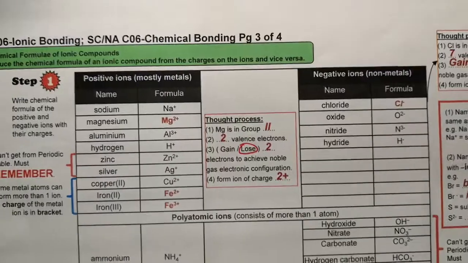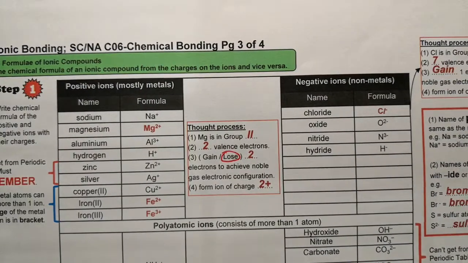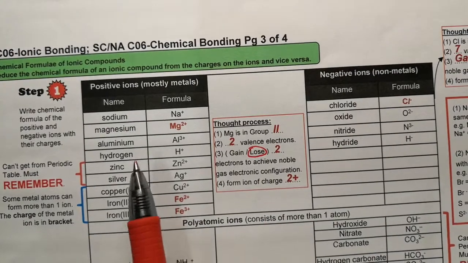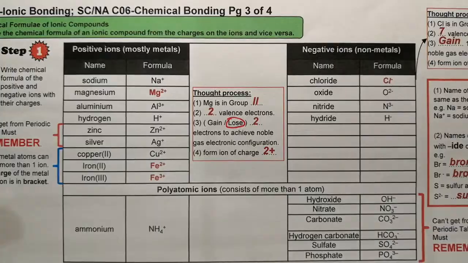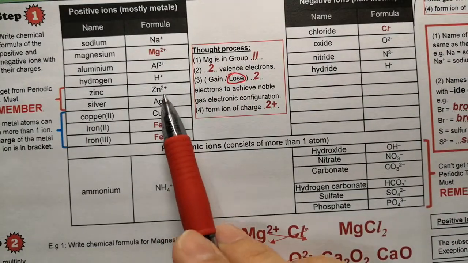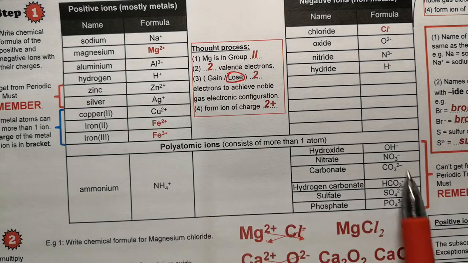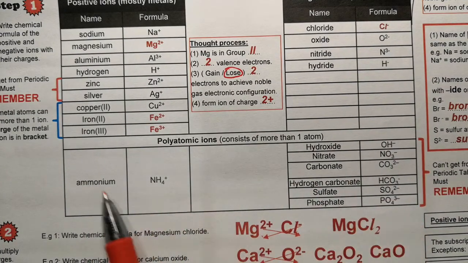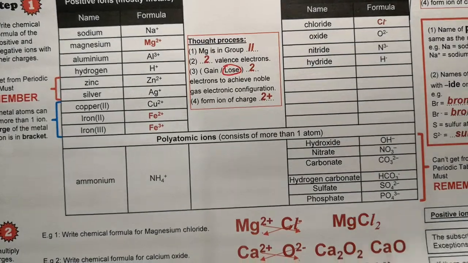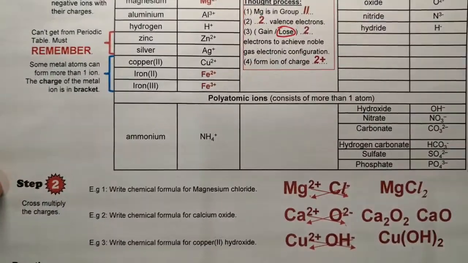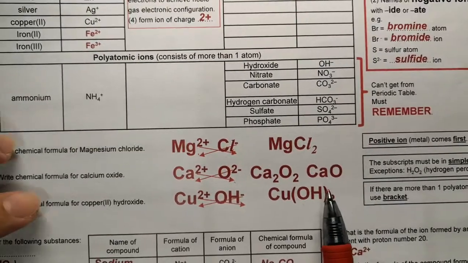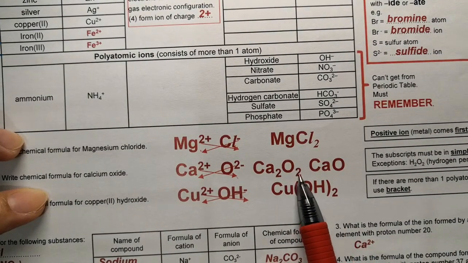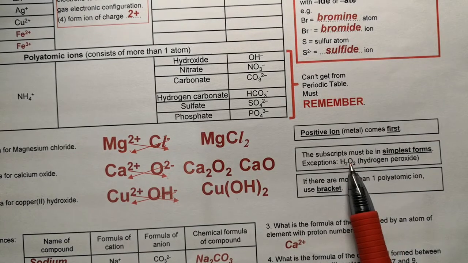Alright, let me summarize how you write the chemical formula of an ionic compound. First step, you must get the formula of the positive ion and the negative ion. Some of them you need to remember, for example zinc, silver, and polyatomic ions, because these cannot be obtained from the periodic table. After you get the formula of the positive and negative ion, all you need to do is cross multiply them. And when you cross multiply them, bear in mind you need to express it in the simplest form. There are some exceptions.